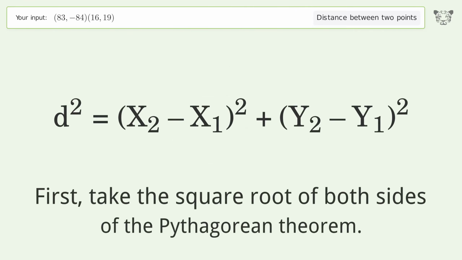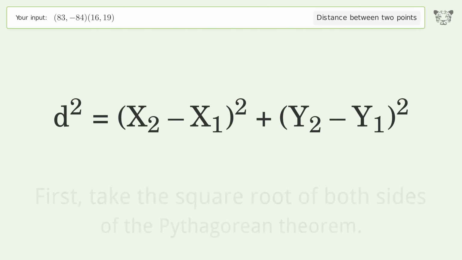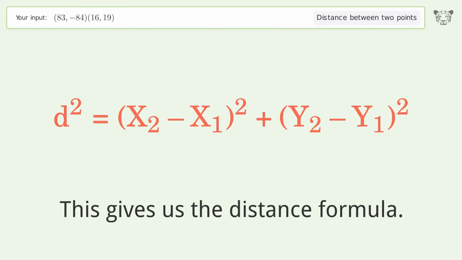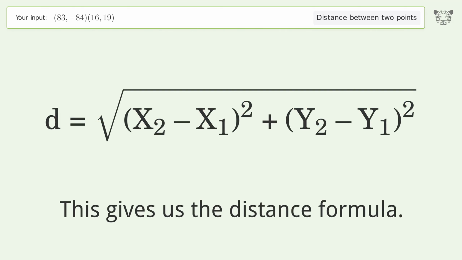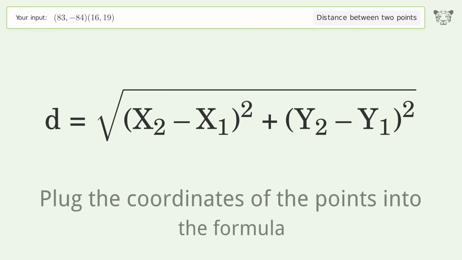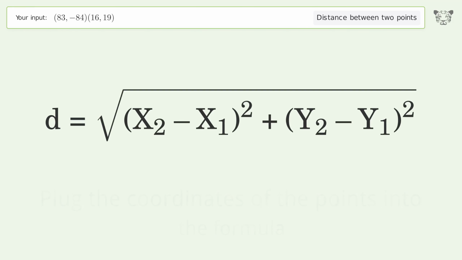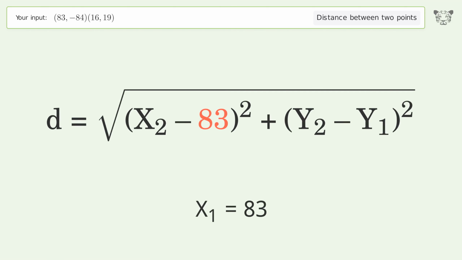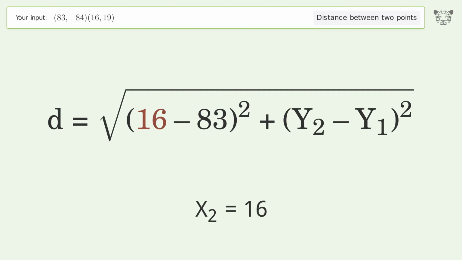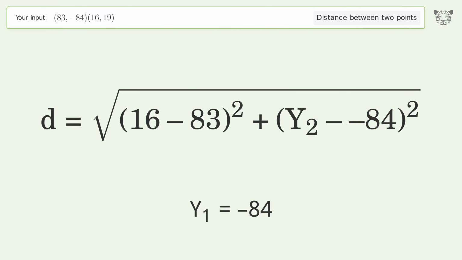First, take the square root of both sides of the Pythagorean theorem. This gives us the distance formula. Plug the coordinates of the points into the formula. x1 equals 83. x2 equals 16. y1 equals negative 84. y2 equals 19.